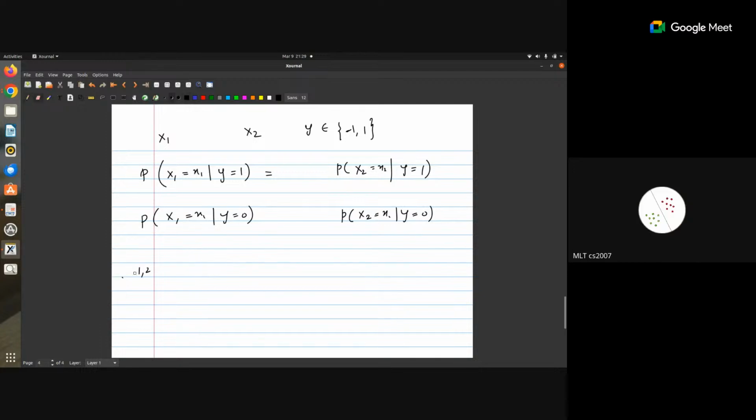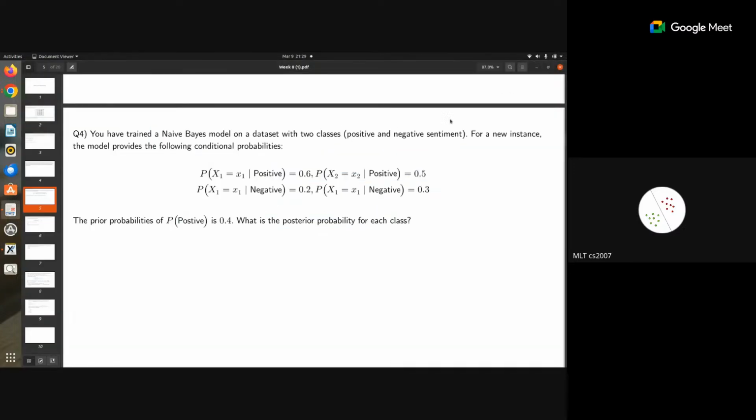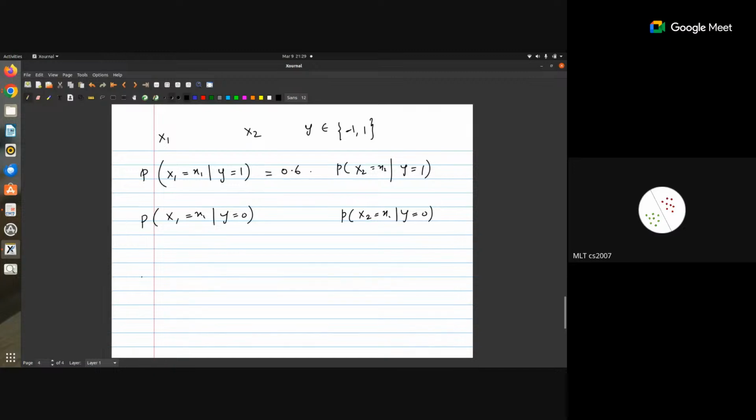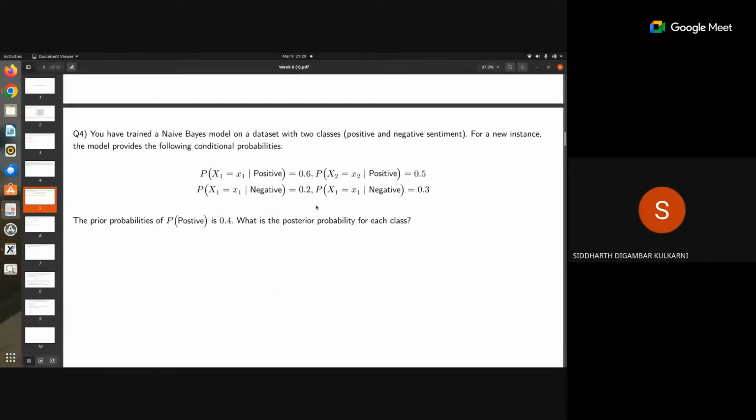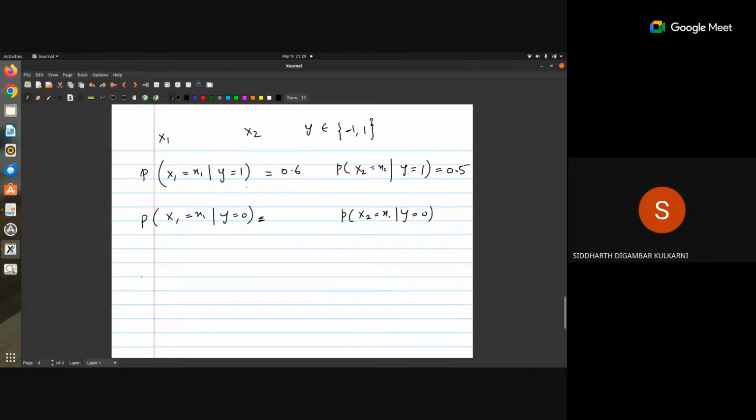Fine. So we'll not dive into that. Let's find it out first. What are these probabilities? Can anyone of you tell me this 0.6, this 0.5, and about this 0.2 or 0.3? 0.2 and 0.3. Okay.